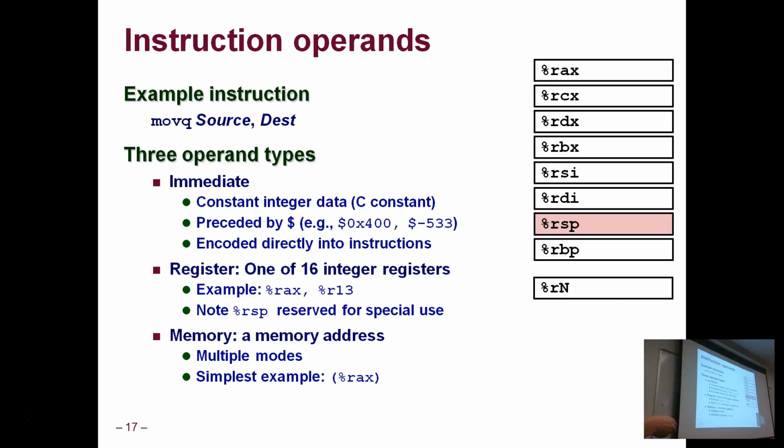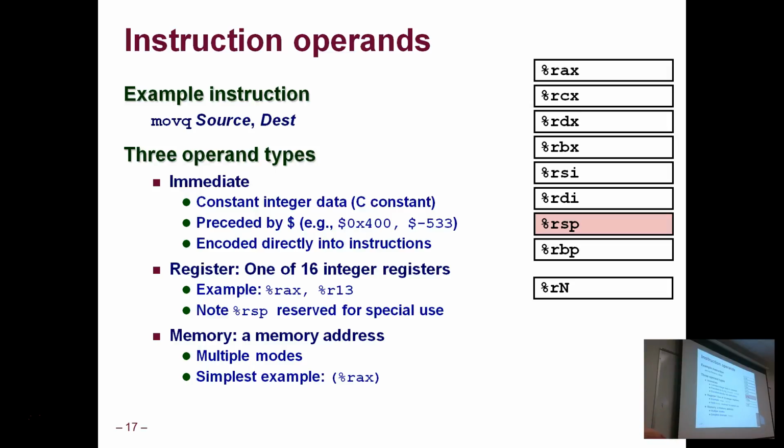Another operand type is one of the registers. So you can use these registers directly as an operand type, one of the 16 registers. Typically, you would not use the stack pointer as a register that you use because you want the compiler to manage that. So this is something that you'll see how the compiler manages the stack pointer later.